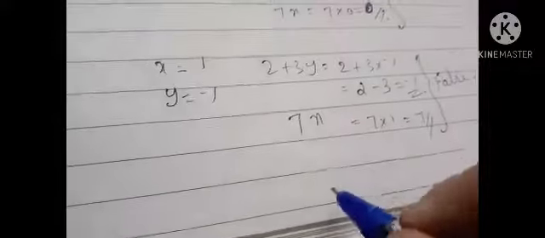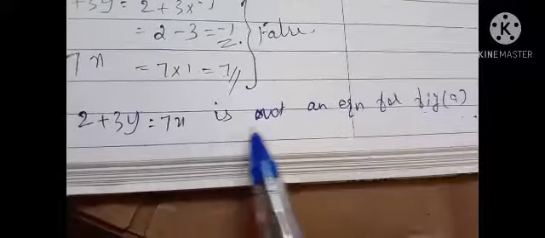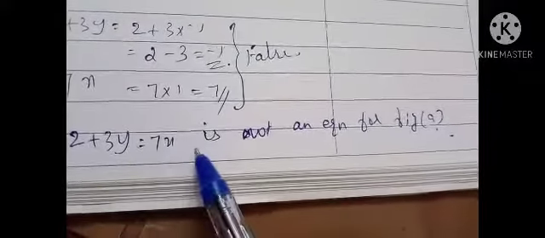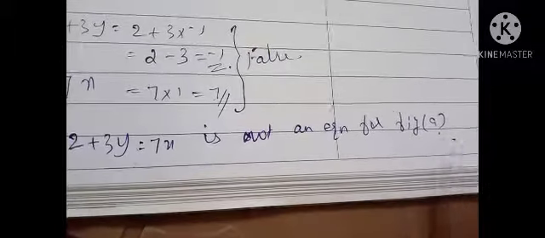So we can conclude that 2 plus 3y equals 7x is not an equation for the figure A. This is the figure B given in the question 5. Here the solutions are (negative 1, 3), (0, 2) and (2, 0).